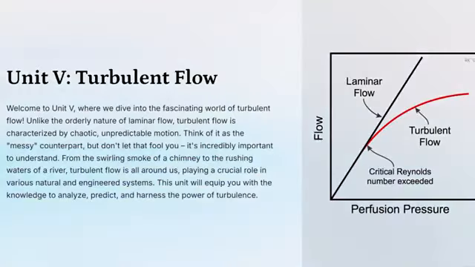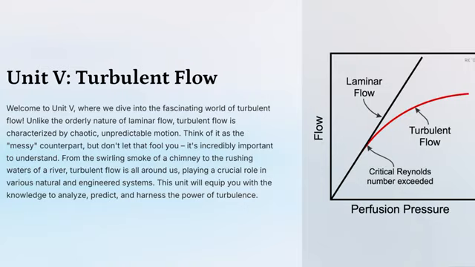Alright, here we are, let's see, at Unit 5, Turbulent Flow. This one is all about chaotic, unpredictable motion. Way different from laminar flow. Yep, unlike laminar flow, turbulent flow is all over the place. Like smoke from a chimney or water rushing through a river. It's messy but super important to understand.